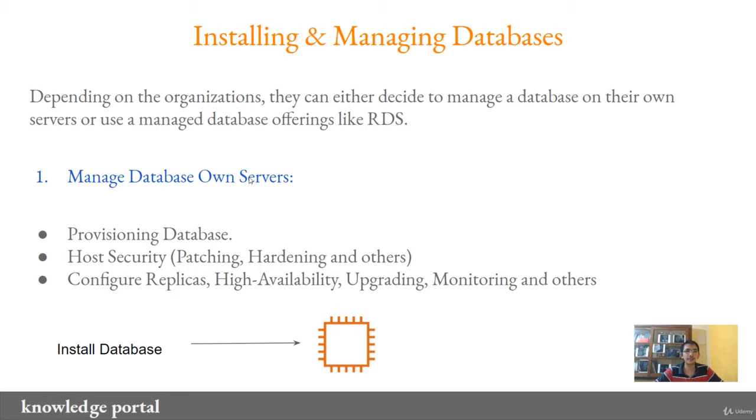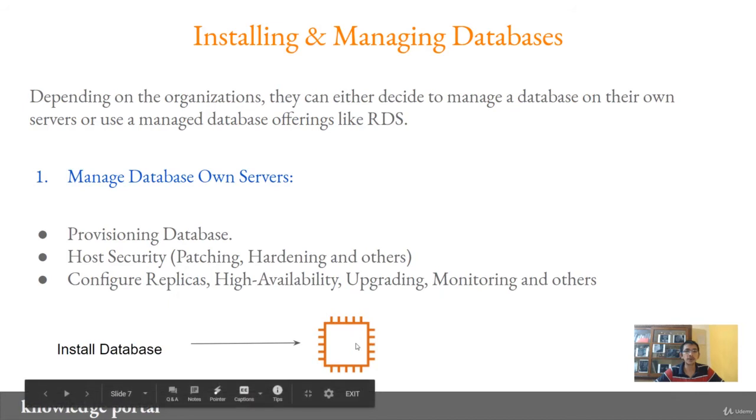In such cases, first you have to install and provision the database. That is the first step. And then once your database is up and running in the production environment, you also have to take care of the host security, like monthly patching life cycles, the hardening of the system and others. You do not really want your database to be hacked. And once you do that, you also have to take care of various things like configuring replicas, high availability, upgradation, monitoring and others. So this is the first step where you go ahead and create an EC2 instance. You install the database systems like MySQL, and all of these things you have to take care of yourself.